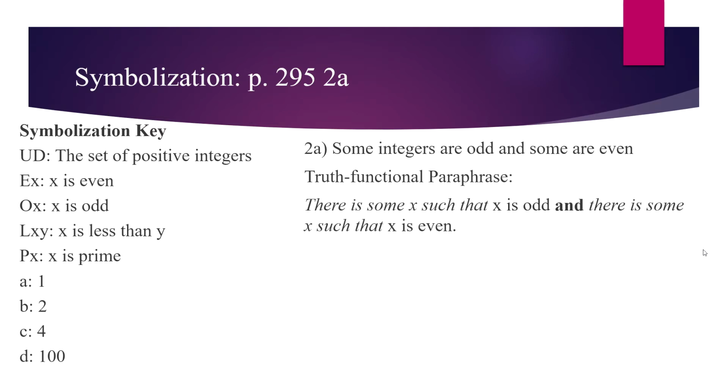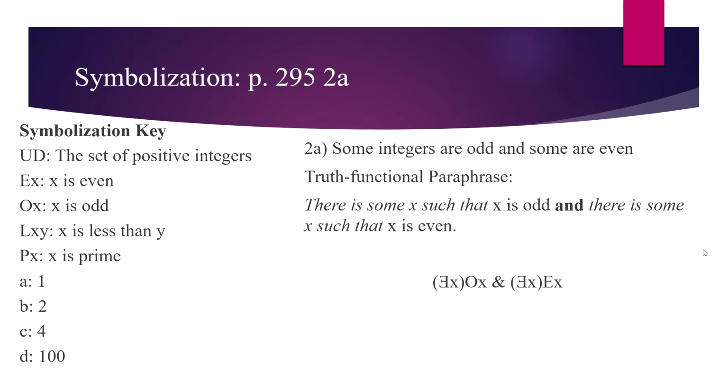So the truth functional paraphrase looks like this for me. There is some such x such that x is odd, and there is some such x such that x is even. Now I have those "there is some such x" phrases in italics because those are our existential operators. And then the "and" is in bold because that's going to be our main connective, right? The scope of each of those existential quantifiers is limited to the claim right next to it. It doesn't range over the whole sentence.